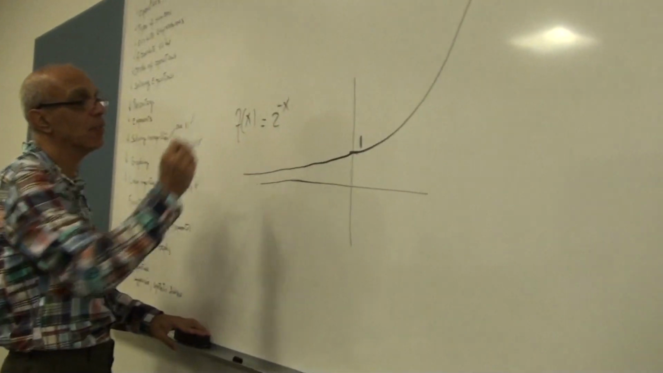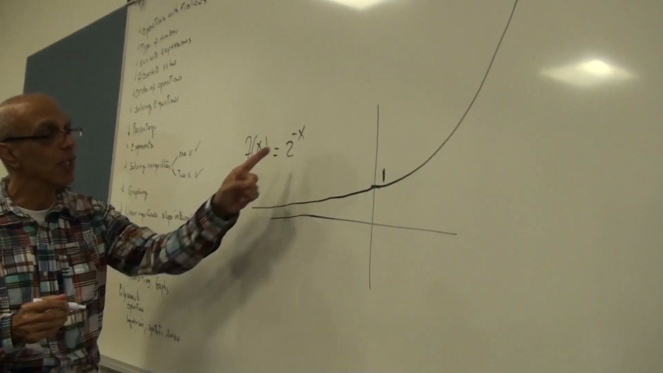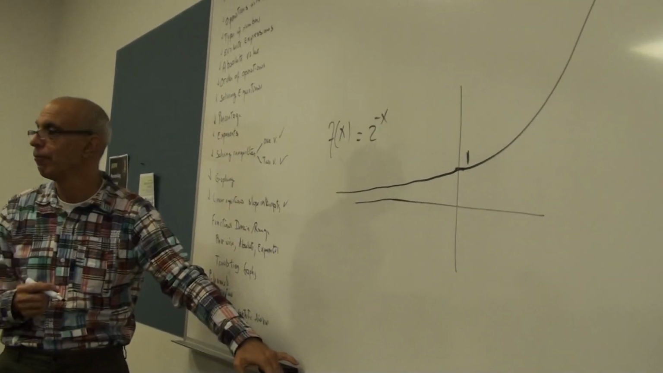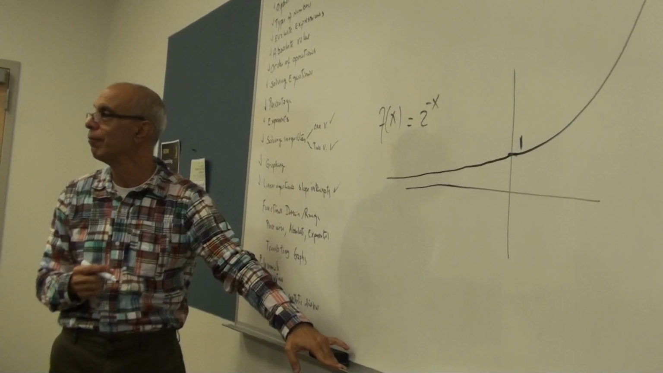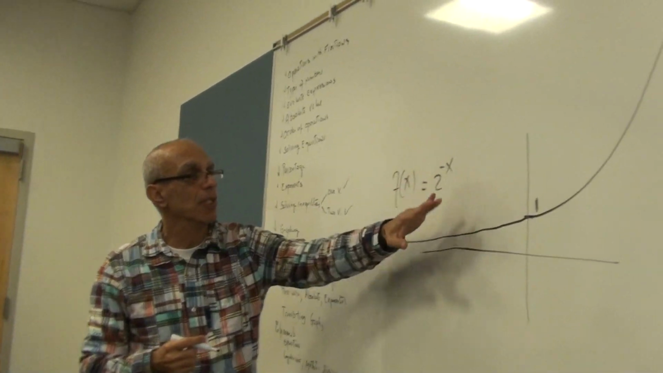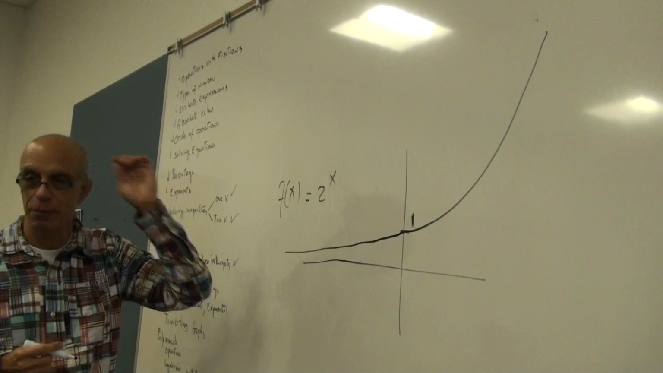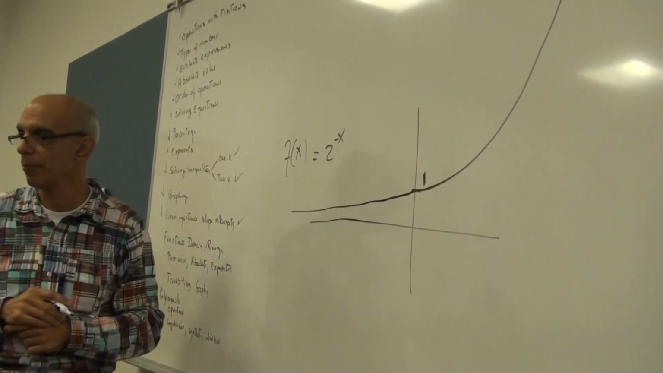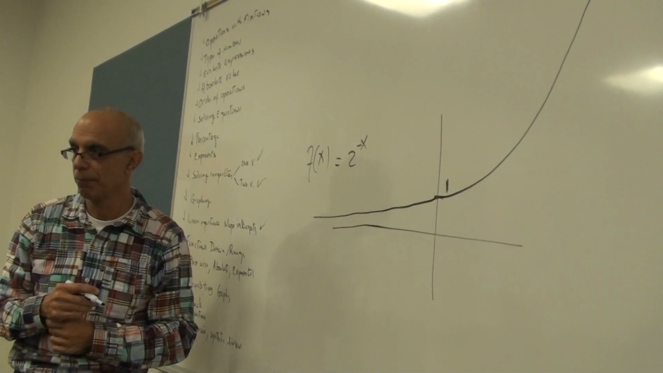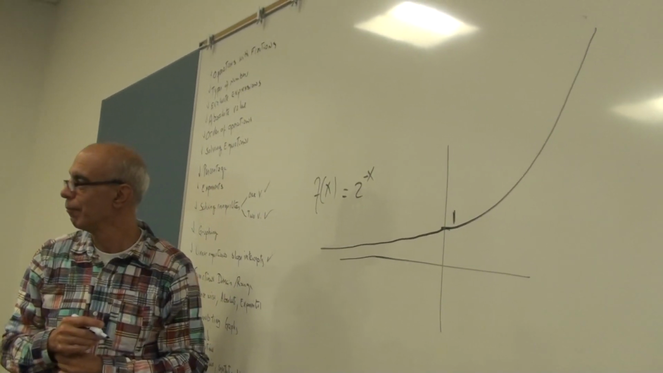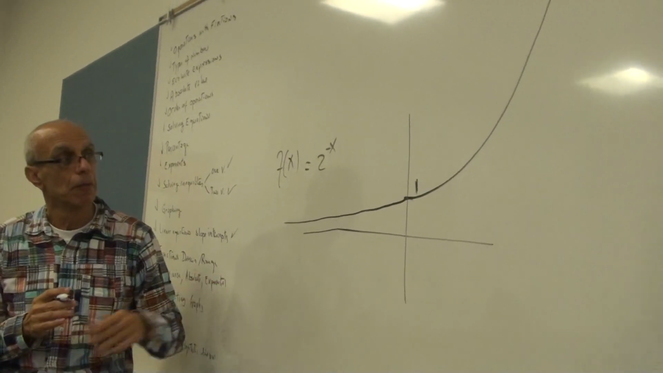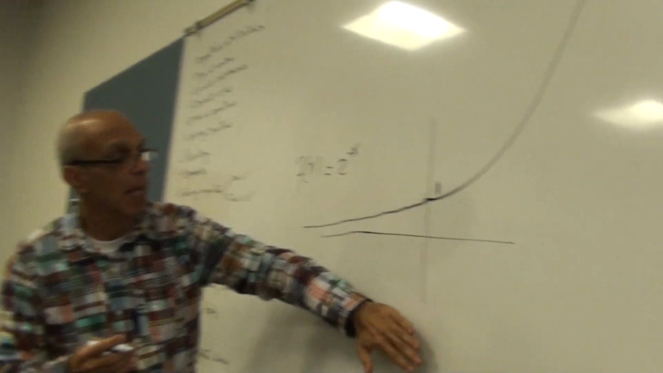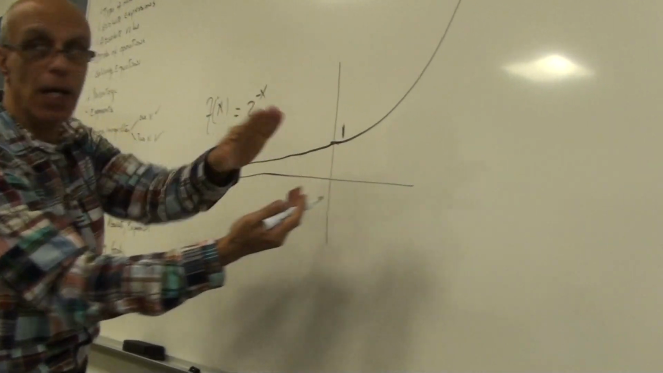Now, if I put a negative here, what's going to happen with the graph? This is the graph of positive x, right? If I put a negative here, how is that going to look like? How's the graph going to look like? It's going to flip down. It's going to flip to the side. What do you think?